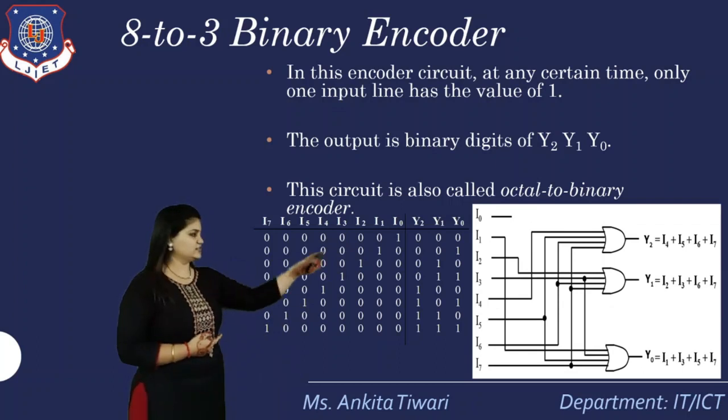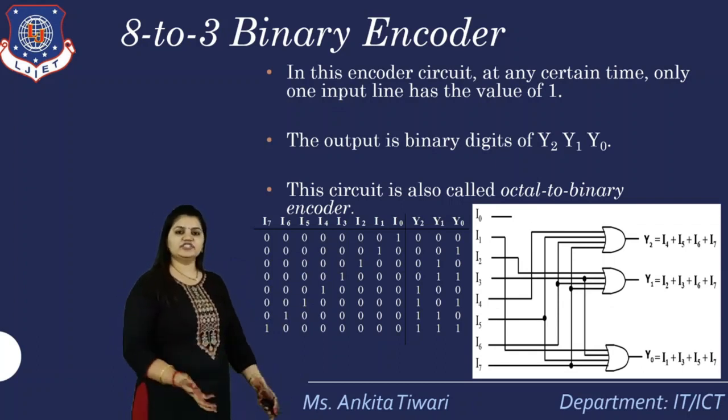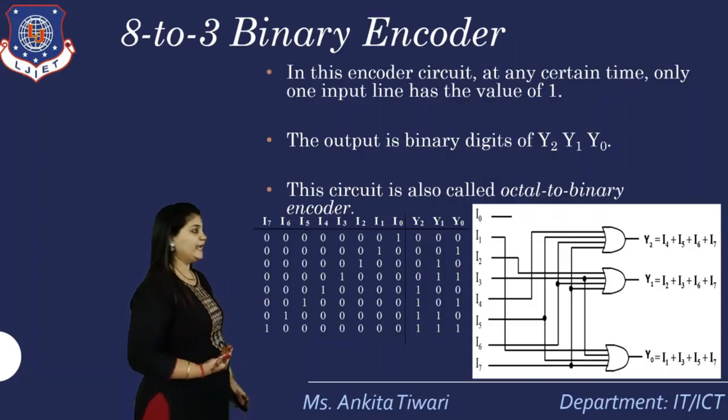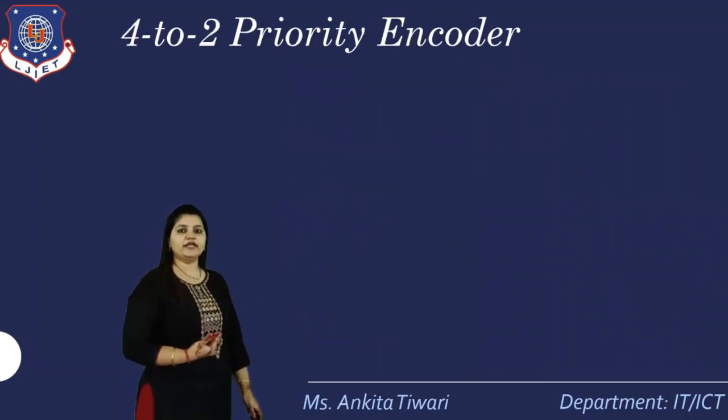With respect to that, this is the circuit diagram. As we can see, the value which is active is the only one taken, and it will be decided in the 3-output form, Y0, Y1 and Y2. So this is the 8 to 3 line binary encoder.